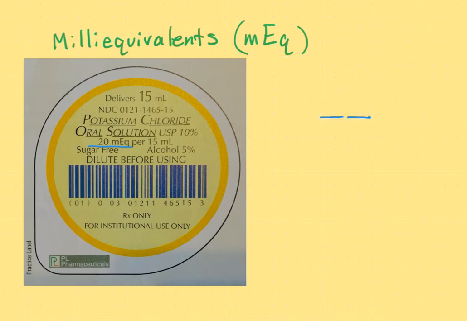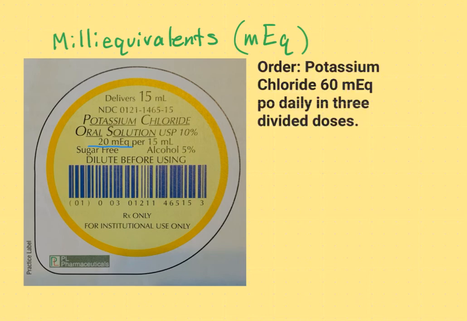Let's take a look at this situation where we have potassium chloride oral solution at 20 milliequivalents per 15 milliliters. And let's take a look at this order that we might receive. Potassium chloride, 60 milliequivalents by mouth daily in 3 divided doses. So how much in one dose though? 60 milliequivalents divided by 3 will give us 20 milliequivalents.